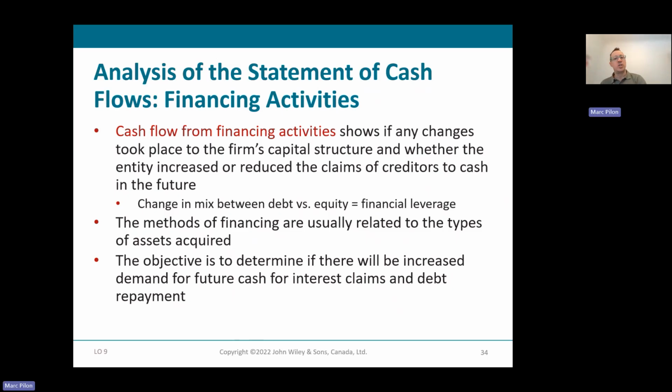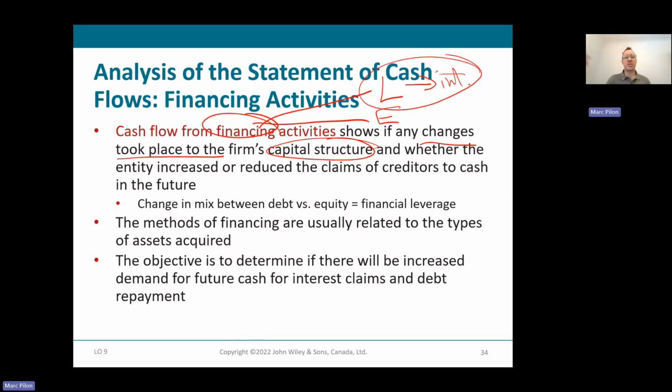Financing activities show any changes that took place in the firm's capital structure. Why? Because financing comes from two places. It comes from either liabilities through the issuance of bonds or debt or mortgages, and then equity, which is shares, right? They work differently. Liabilities are risky, right? Because you have to pay the interest back at a fixed rate.